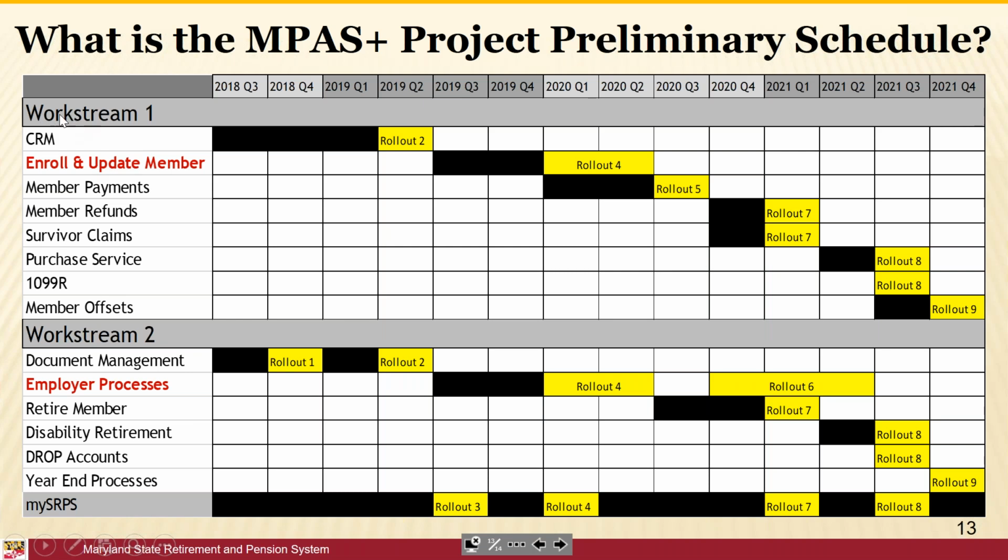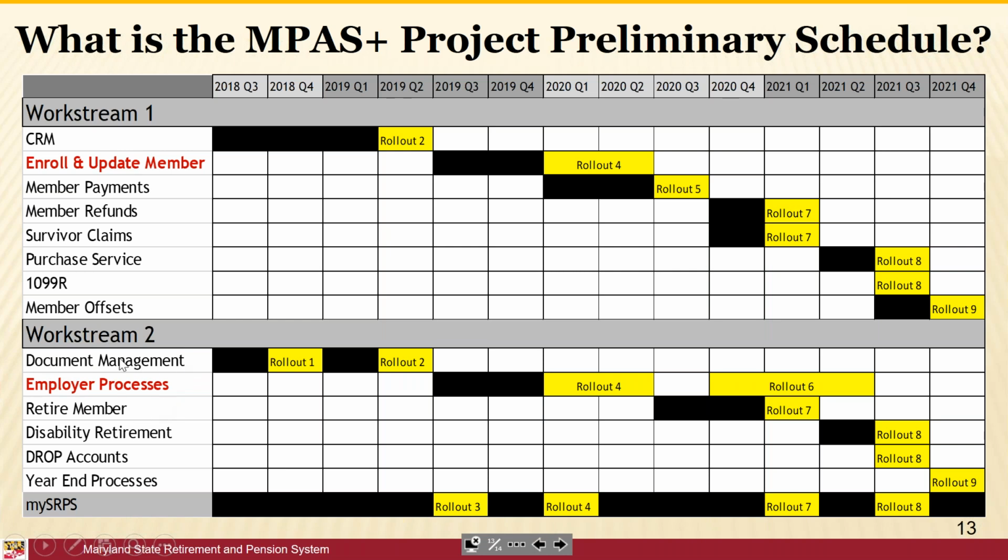So we have two different work streams, work stream 1, work stream 2. This work is going on simultaneously, so we have basically one team working on each of these streams, so we're working in parallel. So under stream 2, our document management, this is how we get incoming documents and how we're able to view them here at the retirement agency.